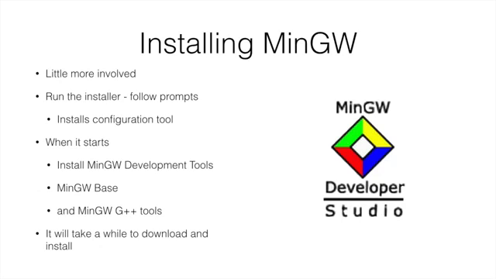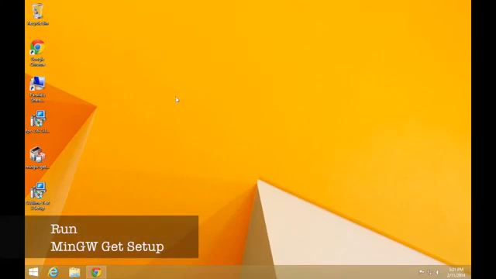Okay, the next tool. Next thing we need is MinGW. Now this is going to give us some development tools that we need to be able to interact or to create some of the programs we're going to create. Now this is a little more involved than all of the other things you're going to have to install, so take some time with this. Make sure you follow all the steps. Now, the first bit's easy. We run the installer and we follow the prompts.